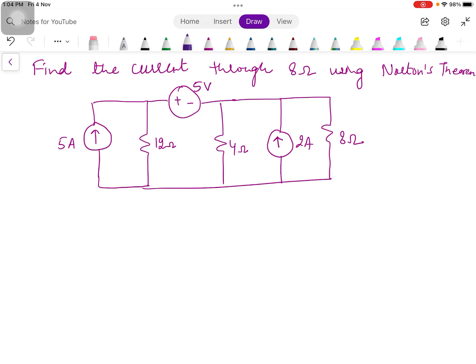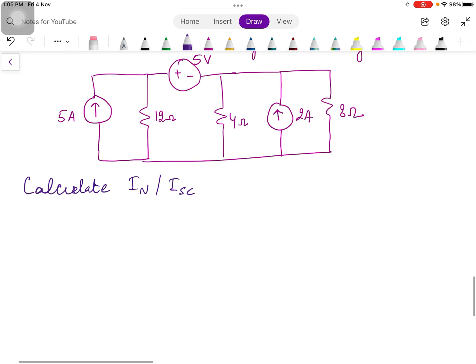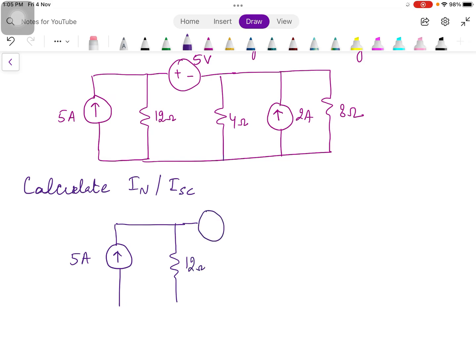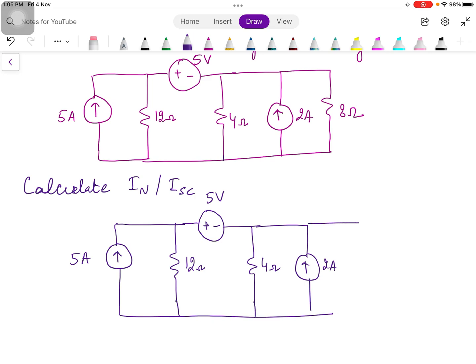Now, in the first step, we need to calculate IN, or we say ISC, the short circuit current. When we have to calculate short circuit current, we have a 5 ampere source, 12 ohm resistance, 5 volt, 4 ohm, 2 ampere, and then we have the terminals of load resistance, and it has to be replaced by a short circuit.